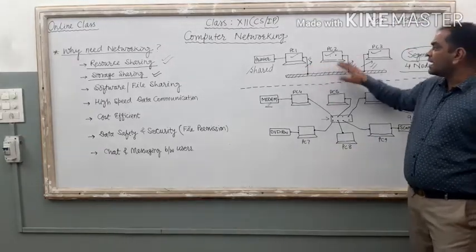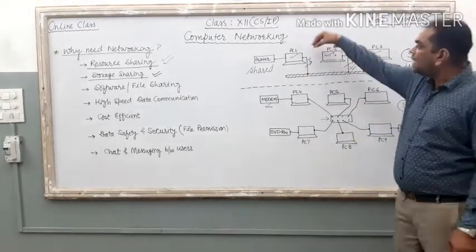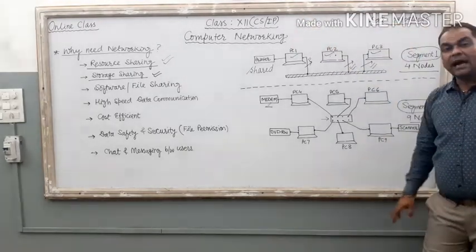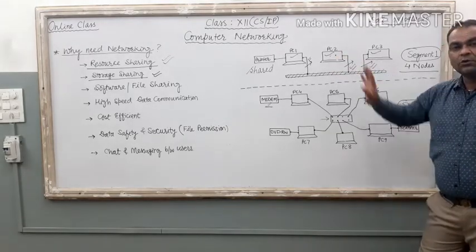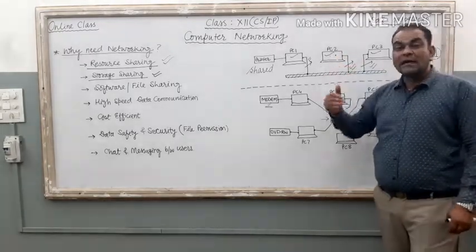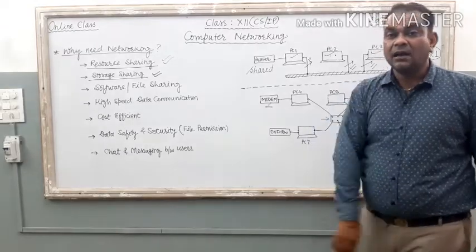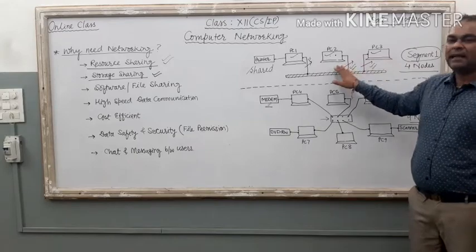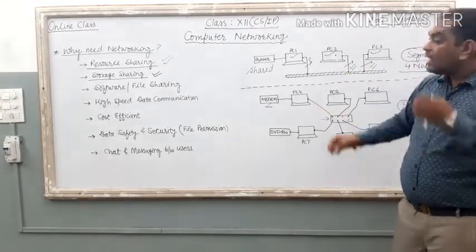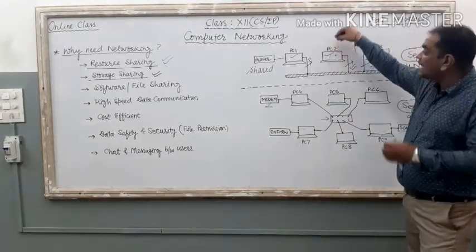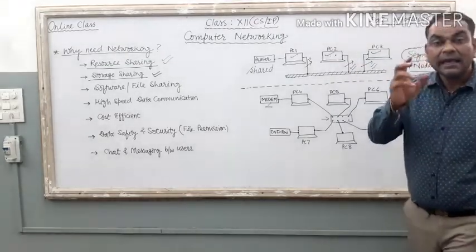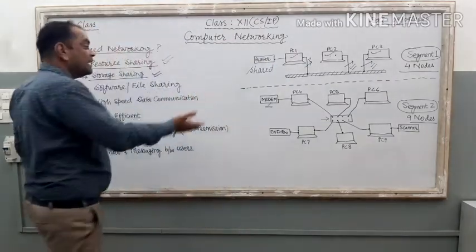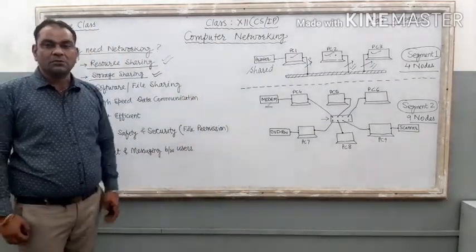Now, if computers are connected in a network, I can remove the hard disk from PC1 and PC3. I can attach a single hard disk in PC2, and PC2 is converted into a file server, and then the data of all these computers, PC1, PC2 and PC3, can be stored centrally in this PC2. It is known as storage sharing. We can share files, data, and software on a single computer also.